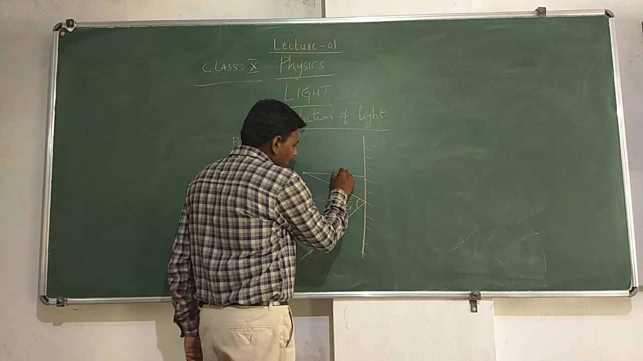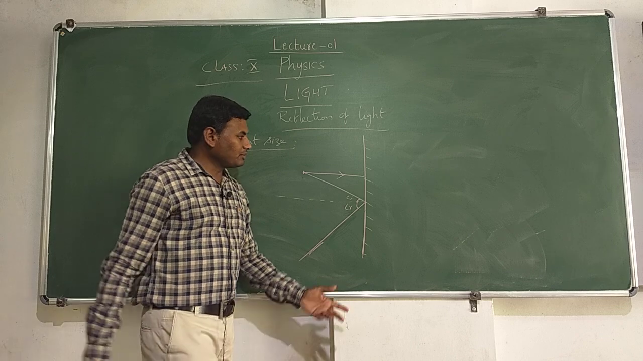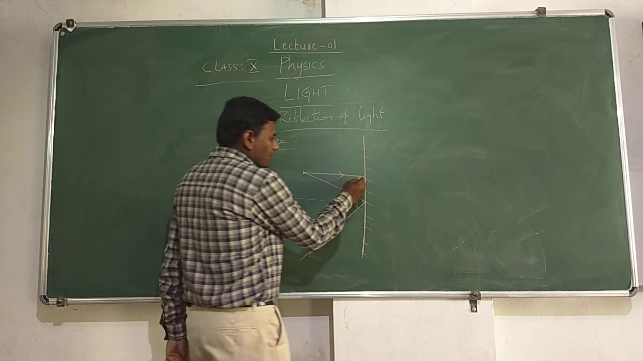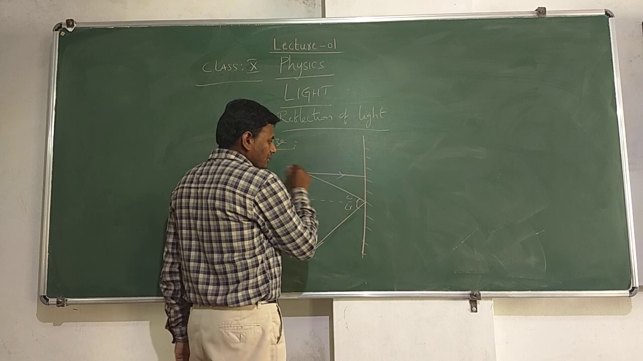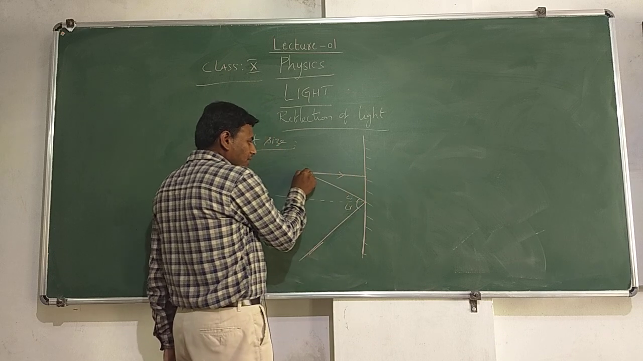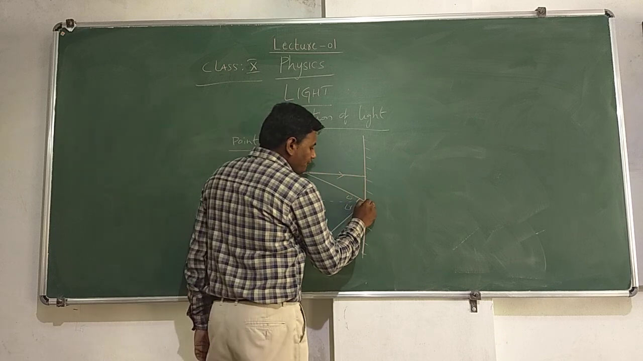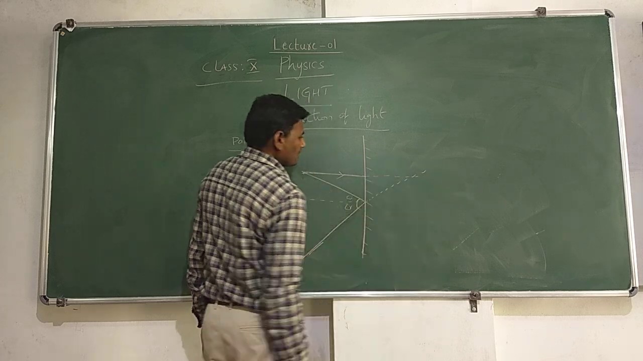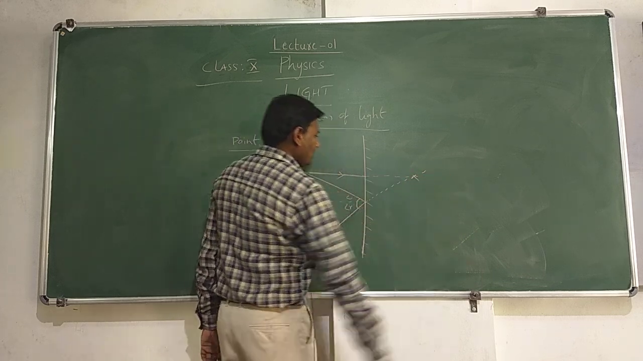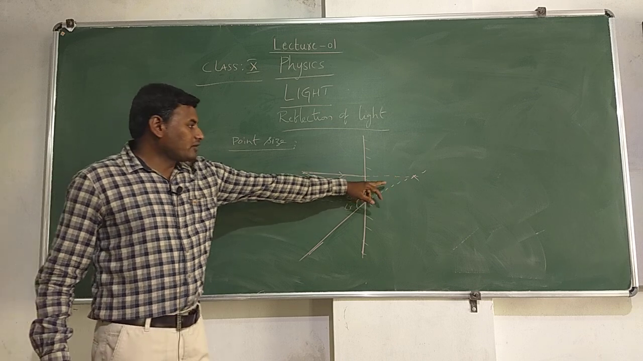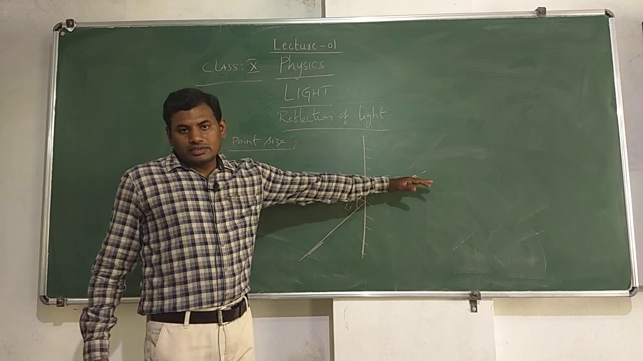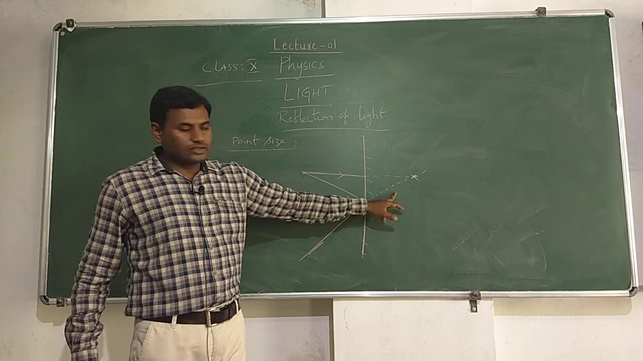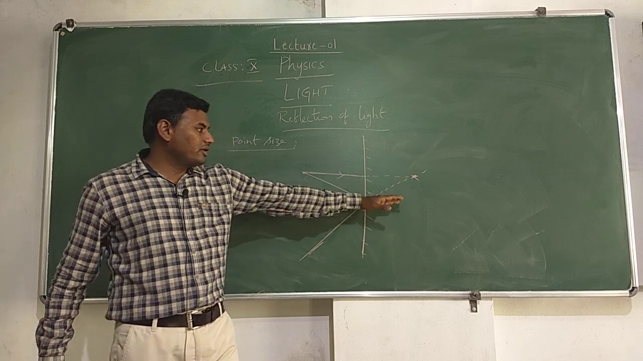Here the light ray is incident normally, that means at 90 degrees. This is the normal and also the incident ray. Now, what happens? It comes back in the same path. Now, if we extend these reflected rays, these two rays will be intersecting at one point. This intersection point gives us the image. So, the intersection point of these two extended reflected rays will give us the image.